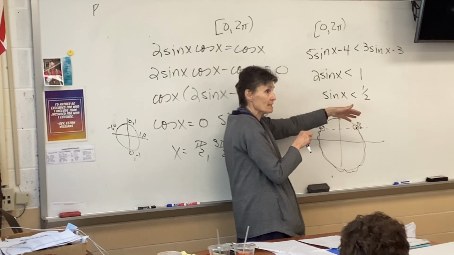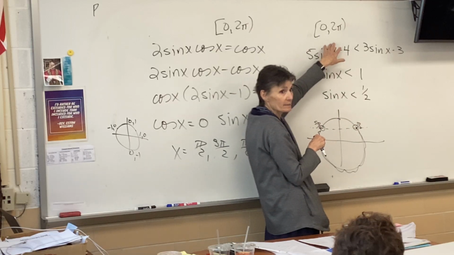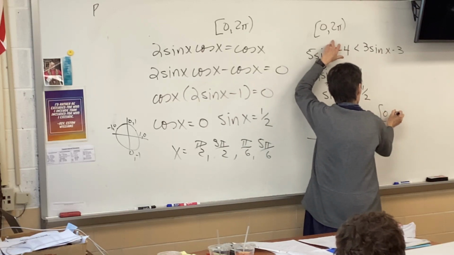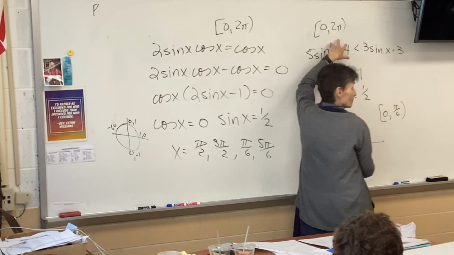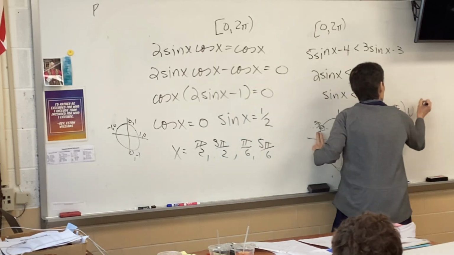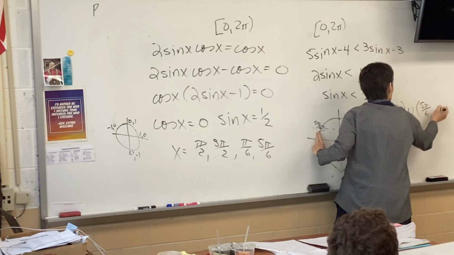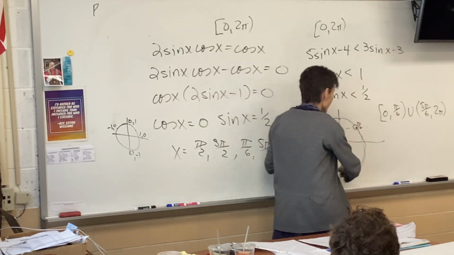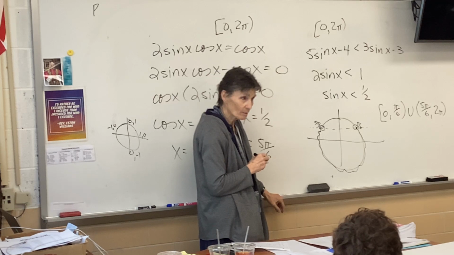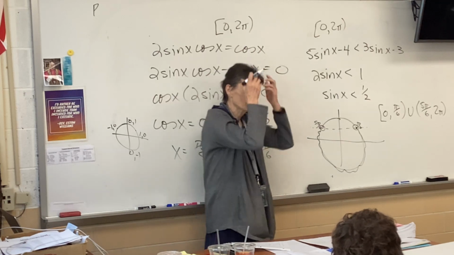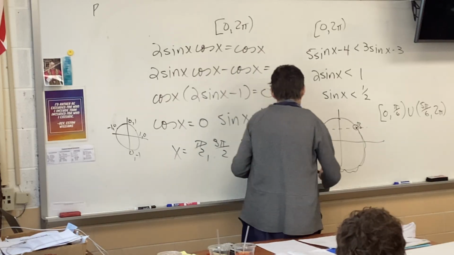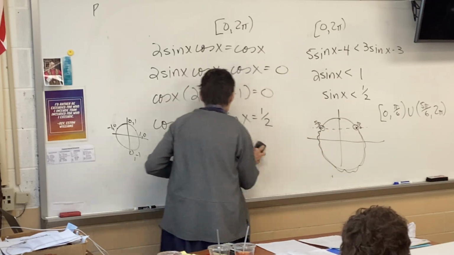Now, how do we write that answer? Remember, we're starting at 0. So we'll start at 0 and go to pi over 6, and then we'll pick up again at 5 pi over 6 and go to 2 pi. Everybody okay with that? Okay. All right.